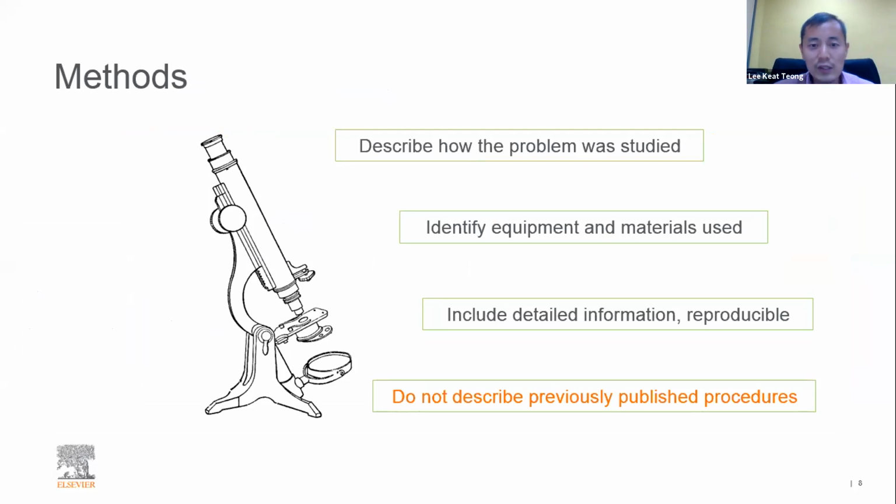Now, in the methods, describe how the problem was studied, and identify the equipment and materials used. These are the key points that you need to have in your methods. Include detailed information. Do not describe previously published procedures. Meaning, if you have actually published it somewhere, you can always cite back the paper that you have published. So try to be as brief as possible, right? At the same time, it must be detailed enough so that your peers can repeat whatever you are doing.